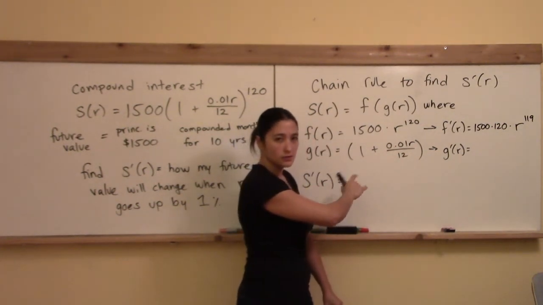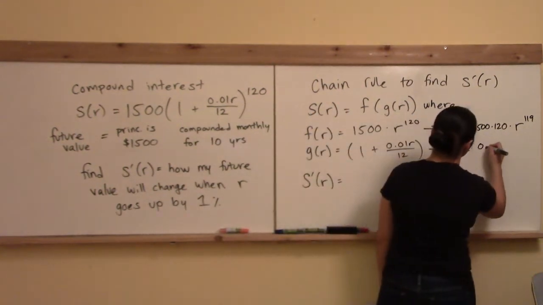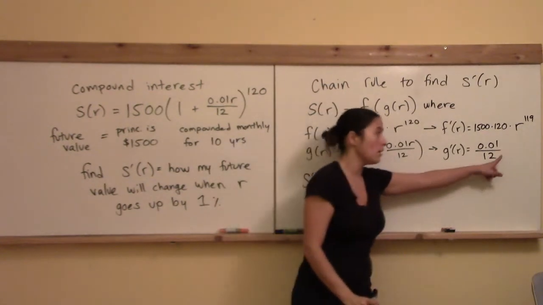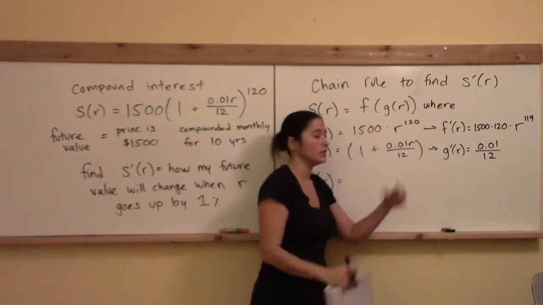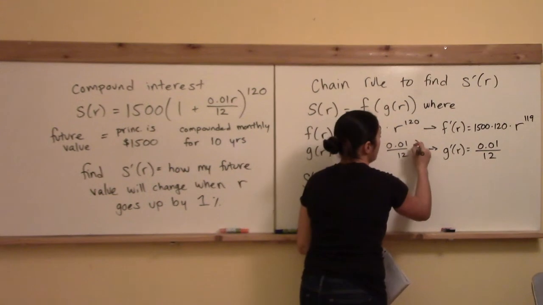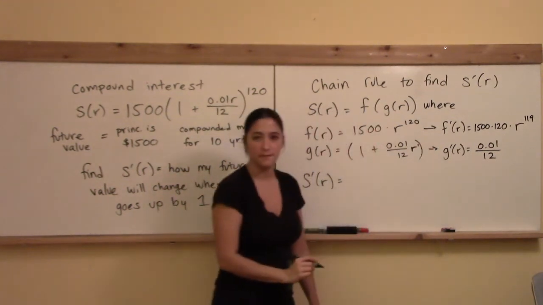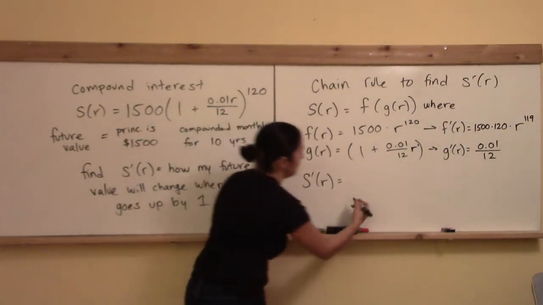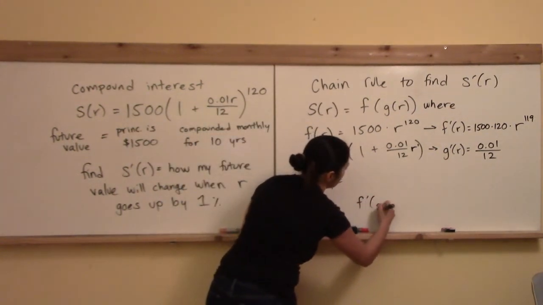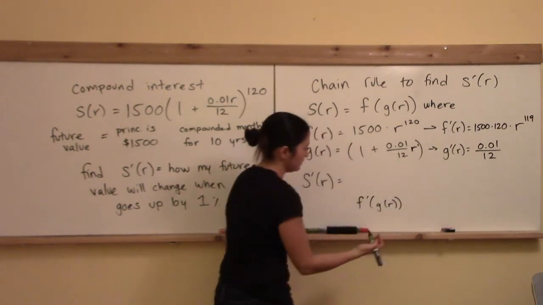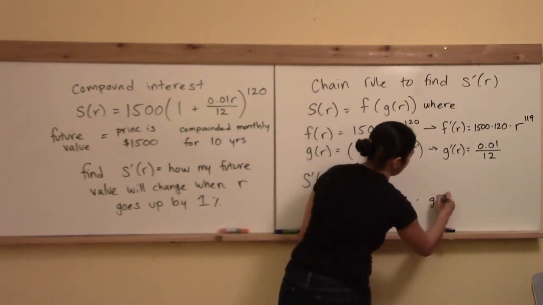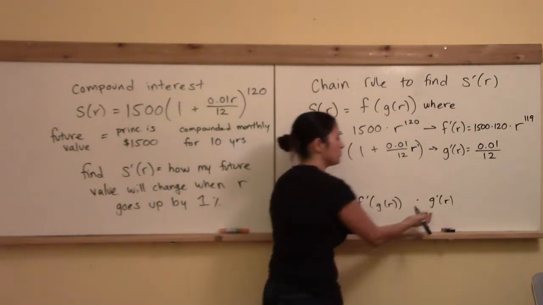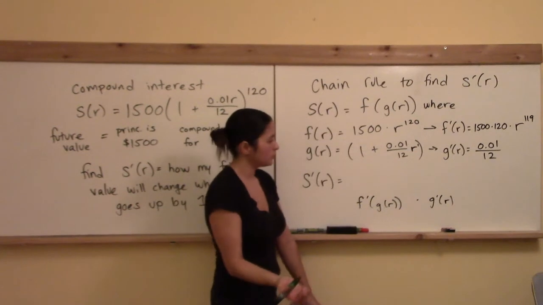That's actually a linear function, so its derivative is going to be the slope, which is the 0.01 divided by the 12. But notice I didn't put an R there because it's just the coefficient, because this is multiplied by R to the first power. Okay? Alright, and now what we're going to do is that S prime is going to be the derivative of the outer function evaluated at the inner function multiplied by the derivative of the inner function.